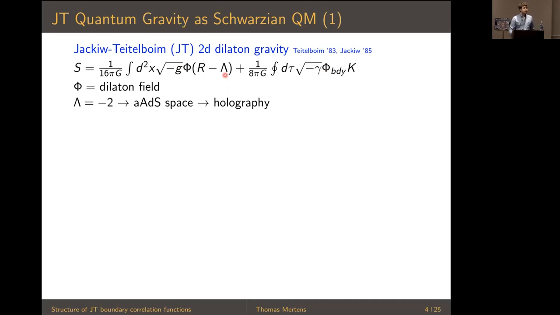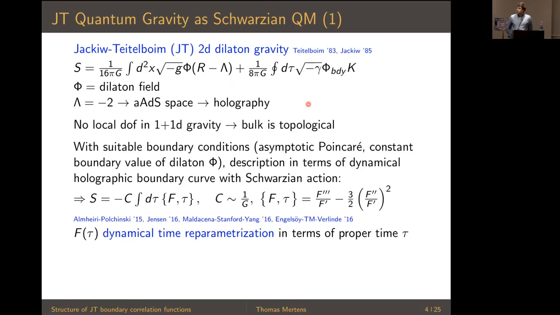This parameter lambda has the interpretation, of course, of a cosmological constant. If I pick lambda to be negative, so -2 in the conventions of units that I have chosen, then this will be describing asymptotically AdS spaces, because I want to be studying holography. Now, in 1+1 dimensional gravity, there are no local degrees of freedom. There are no bulk gravitons that appear. So the bulk is topological.